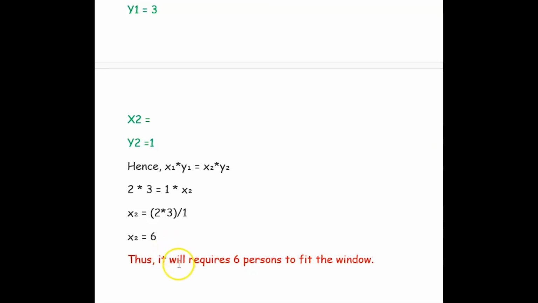Hope you have understood how to identify the inverse proportion relation, how to apply the inverse proportion relations in the given equation, and to find out the unknown value.